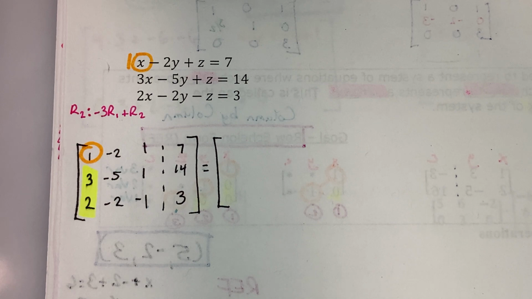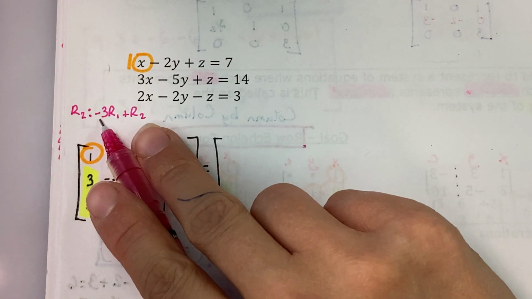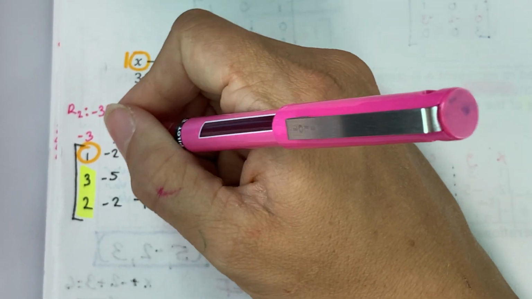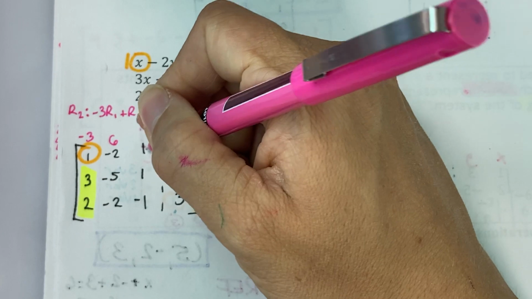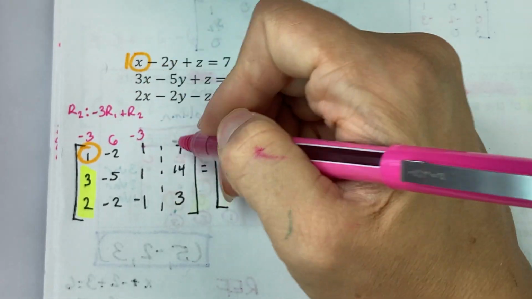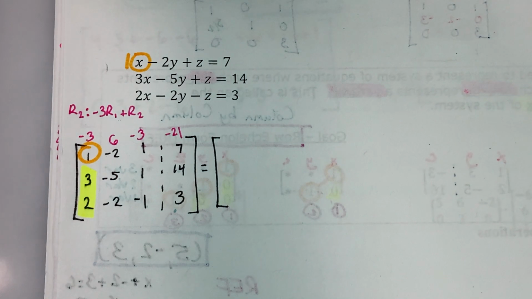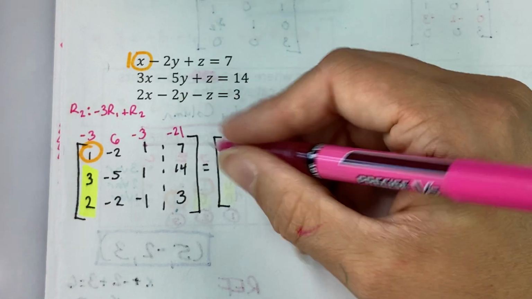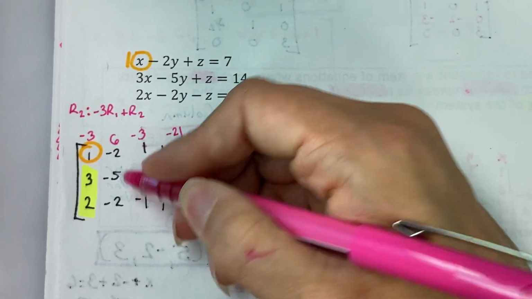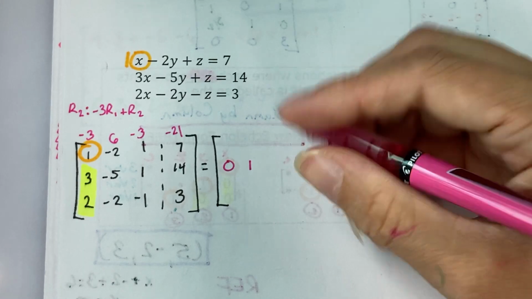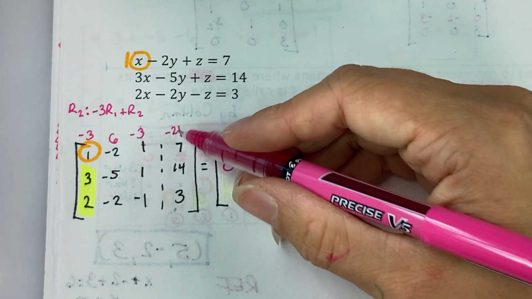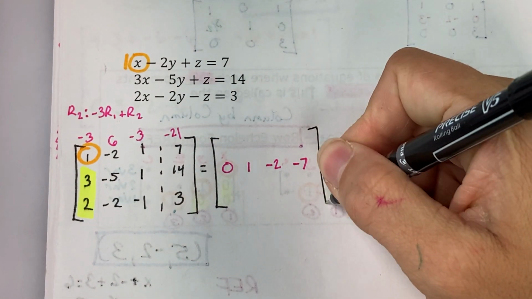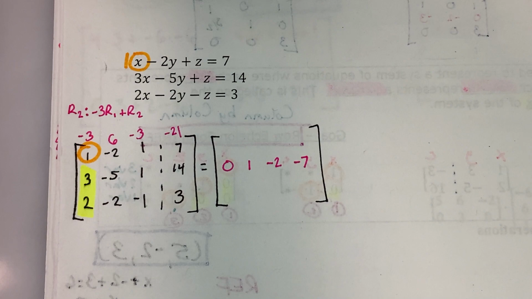So folks, I recommend you pause the video again and see if you can write your new row 2. Before writing the row 2, what I would do is show that manipulation of -3 times row 1. So -3 times 1, -3, -3 times -2, +6, -3 times 1 is -3, and -3 times 7 is -21. Next, I'm going to add that to row 2. So -3 plus 3, 0. 6 and -5 is 1. -3 and 1 is -2. And then -21 and 14 is -7. So that would be our new row 2.